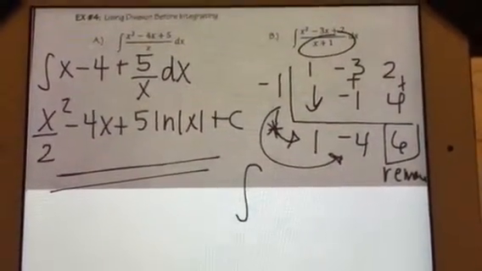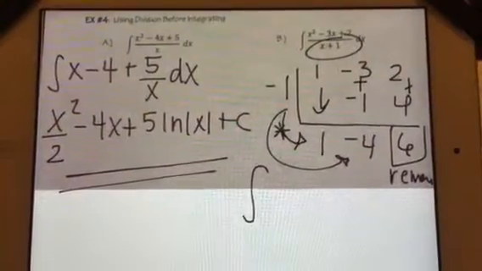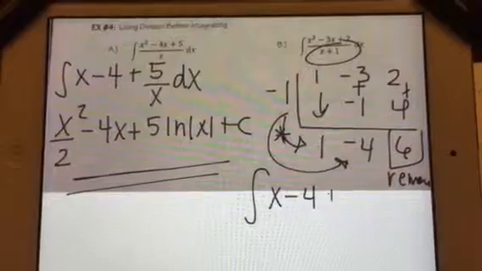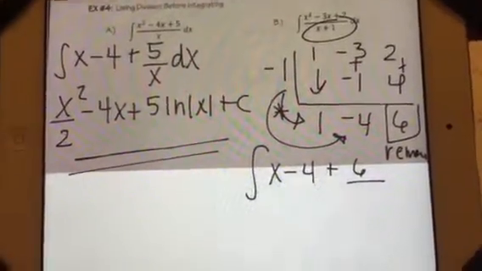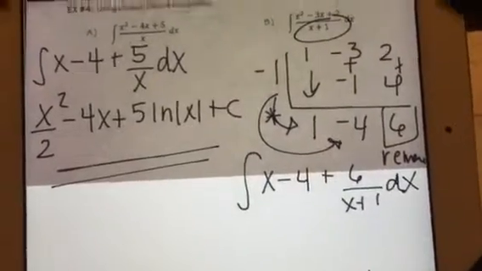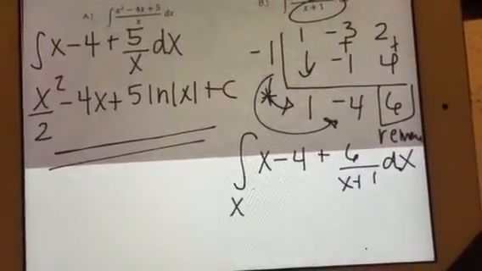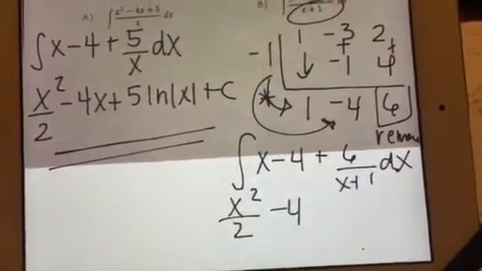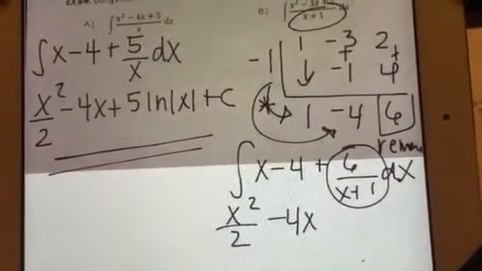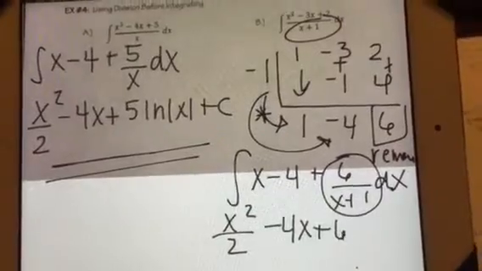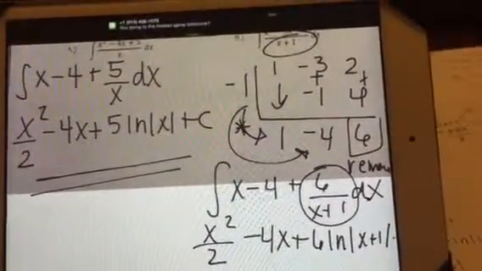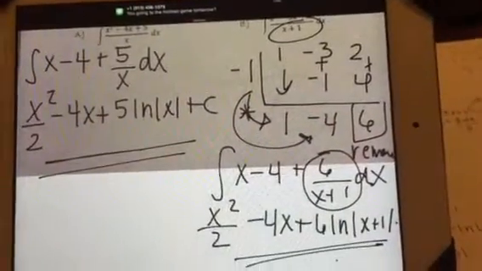Now our answer is going to be 1 power less than what we started with. So we're going to have x minus 4 plus 6 over what we were dividing by, so x plus 1, dx. For the first portion, we have x squared over 2 minus 4x. For this portion here, we're going to use u substitution, so it'll be plus 6 ln of x plus 1, and then of course plus our constant.